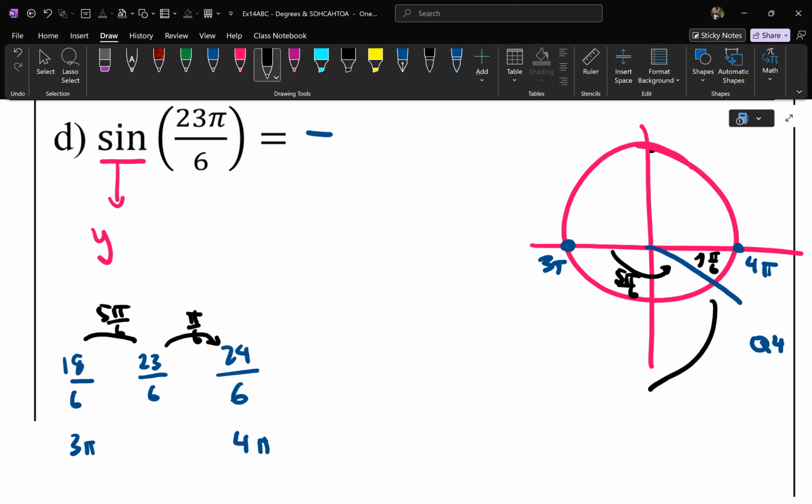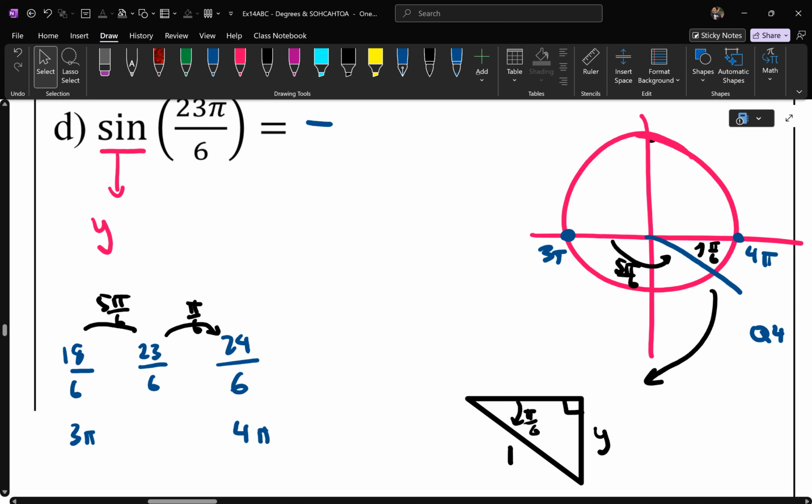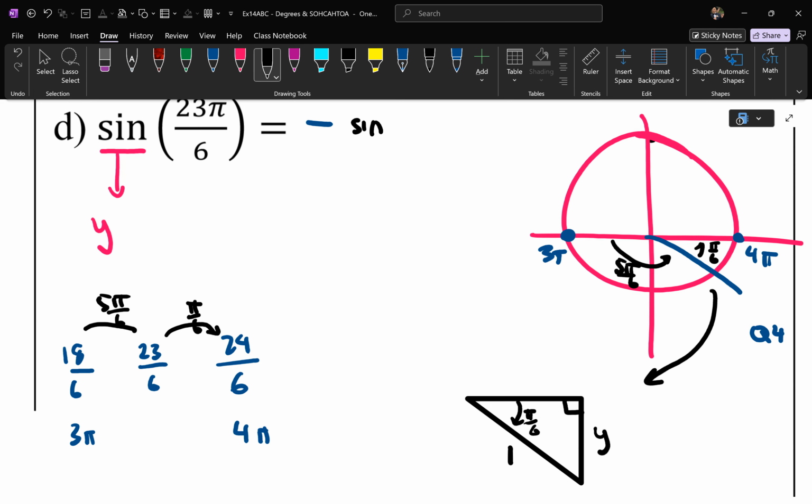If I drew this triangle out again, just to help you visualize. Here we go, right angle triangle. This is pi on 6, and we're trying to find this y value. We know the hypotenuse is 1. So according to what we've understood so far, y is equal to sine of the angle, so sine of pi on 6, but we know it has to be negative, because clearly in quadrant 4 it's going to be negative.